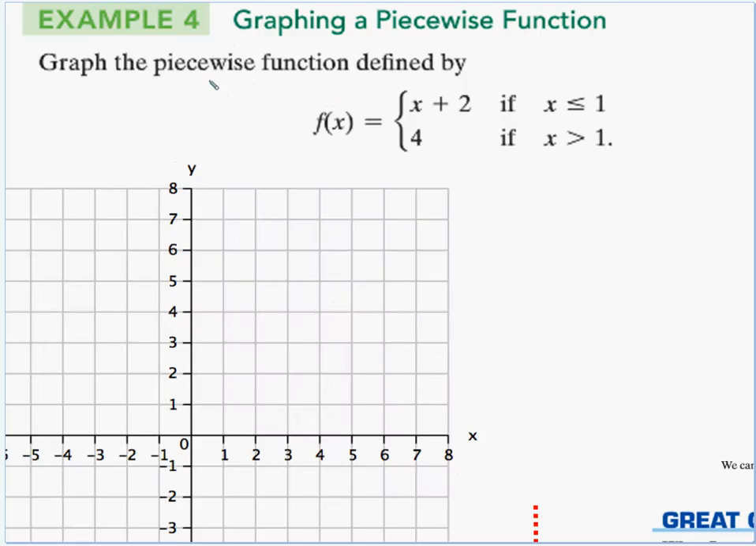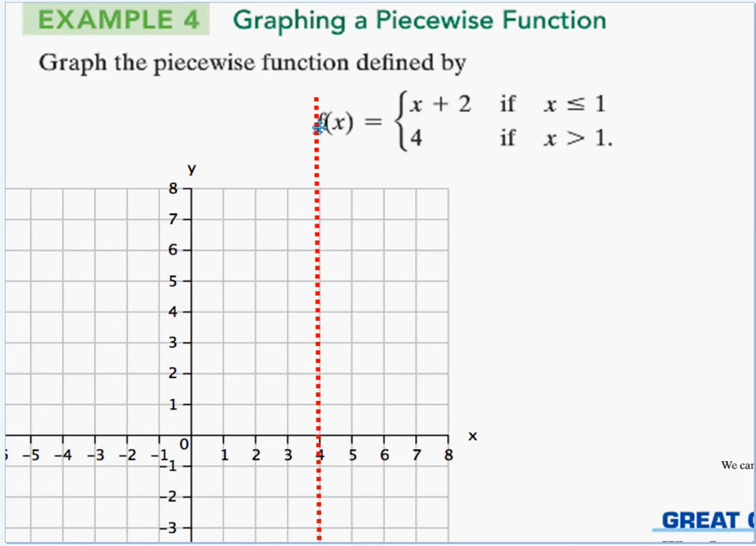Okay, in the last video we talked a little bit about piecewise functions. Here we're going to graph one. So our function f of x is x plus 2 if the x values are less than or equal to 1. And our function f of x is 4 if our x values are greater than 1. So the way I've always attacked these types of problems is, here we have the x value where we transition from one graph to the other. So at x is 1 is where we're going to jump between two different graphs.